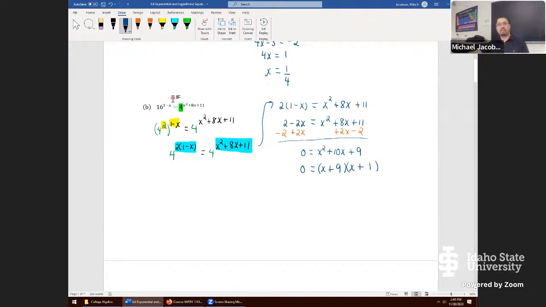So let's take a look at what the process was. It started out as an exponential equation. We broke it down to a quadratic equation, but the moment you factor it, it becomes linear. There's just 2 linear equations: x plus 9 equals 0, or x plus 1 equals 0.